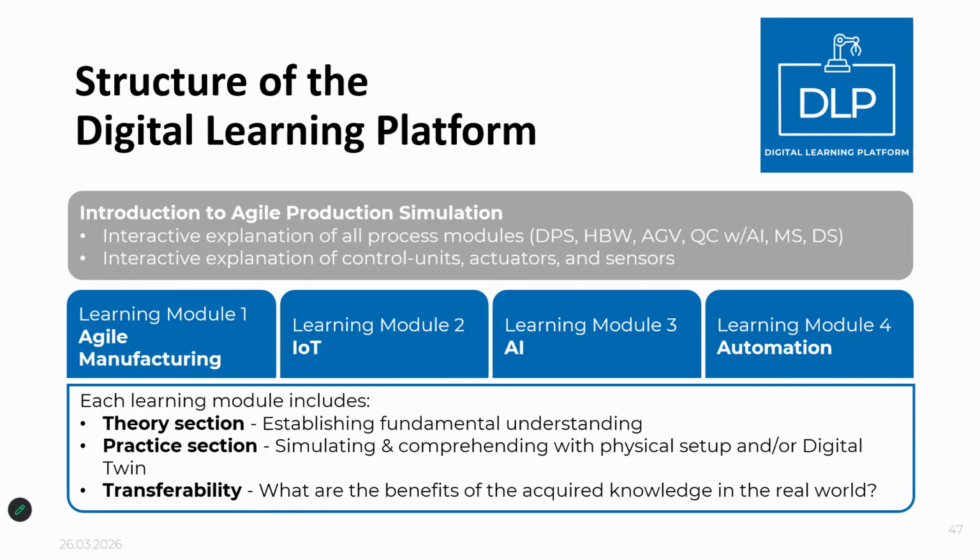Now, just to give you a better idea, this page helps to illustrate the structure of what is covered by the digital learning platform. As you can see here, users start with an introduction to the Agile Production Simulation, and this begins with an interactive explanation of each of the process modules, as well as of the control units, the actuators, and the sensors. Following this, the main instruction is broken up into 4 separate modules, one focused on agile manufacturing, the second on the Internet of Things, or IoT, the third on artificial intelligence, and the last on automation.